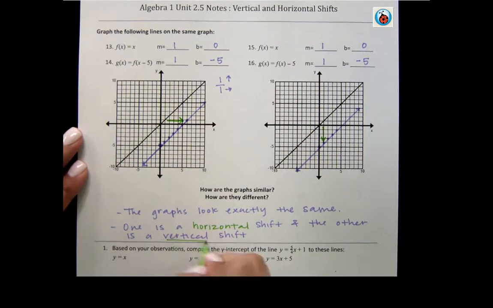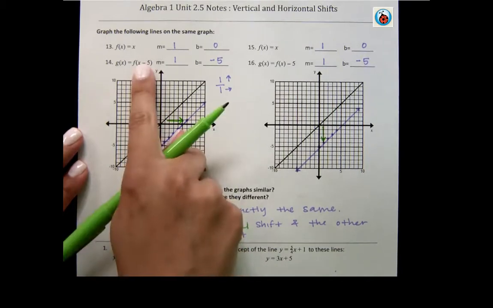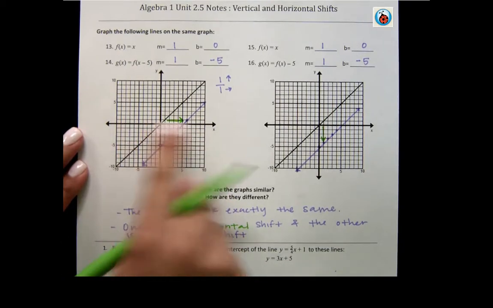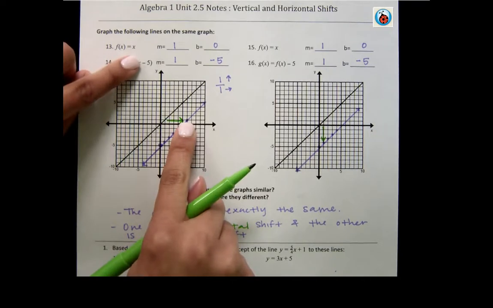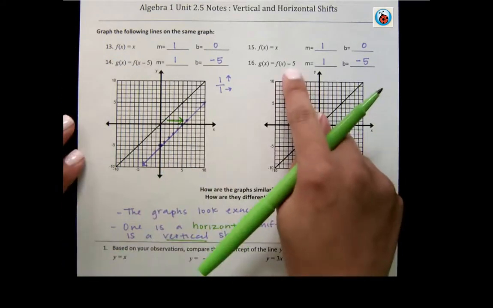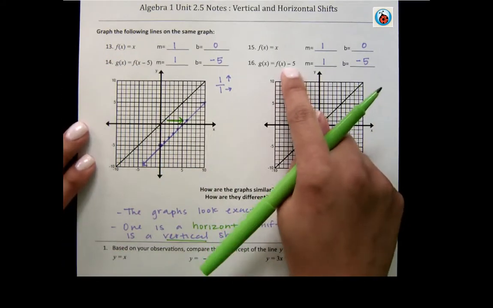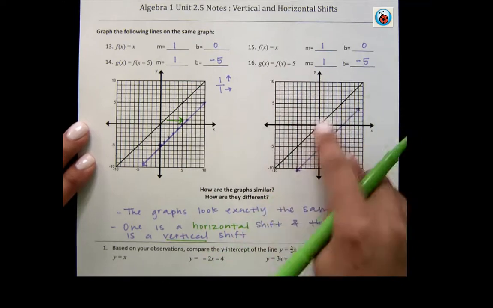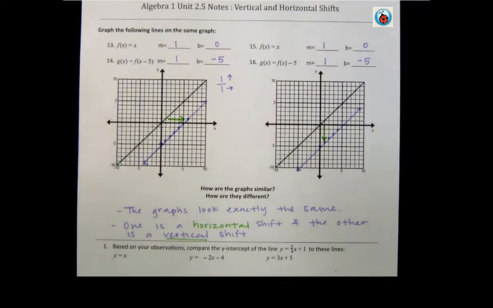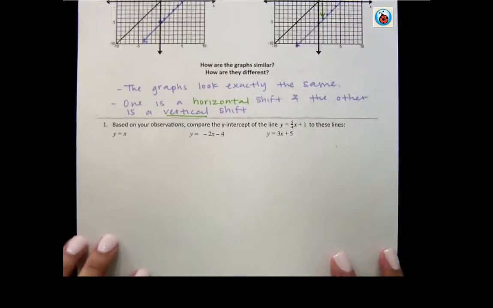So when it's on the inside, like this, it's going to go either left or right. It's going to be the opposite of the sign. Whenever it's on the outside, it's going to be exactly what it says. So a minus is going to move down, a plus is going to move up. Even though the graphs look the same, these are considered two different shifts. So let's look at the last few examples.